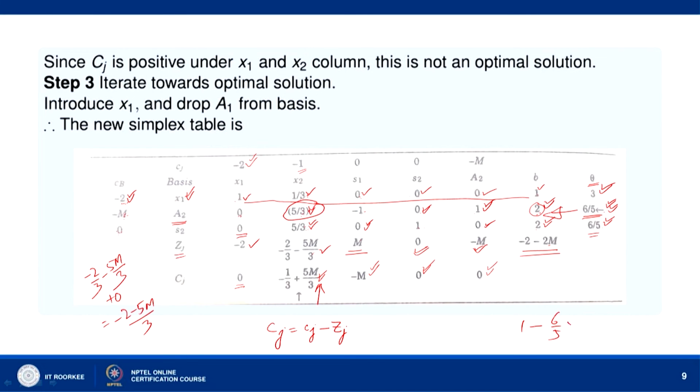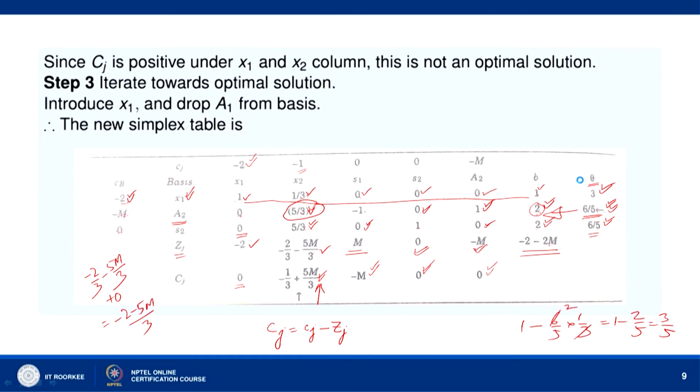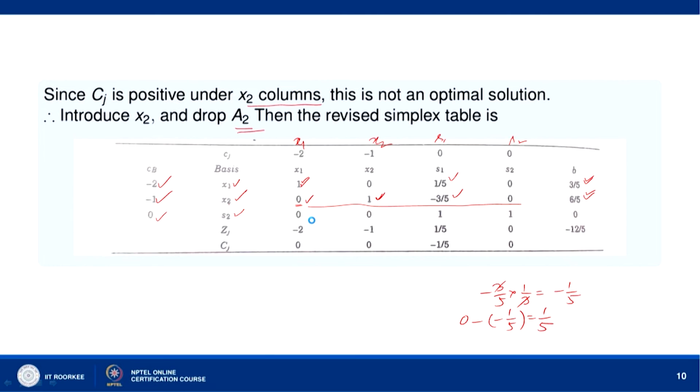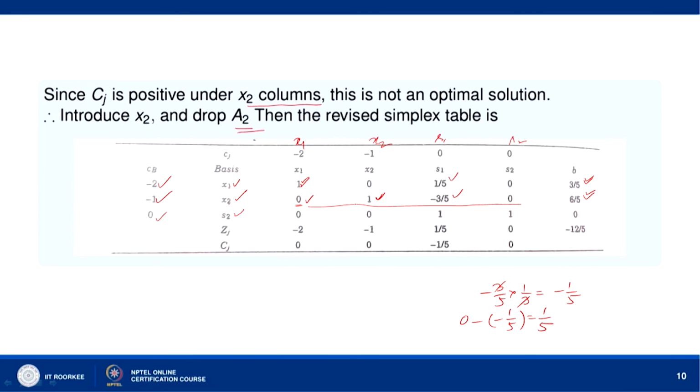6 by 5 into 1 by 3. So, we get 1 minus 2 by 5, which gives us 3 by 5. Okay. So, this is 3 by 5. Now, what we have to do is make this entry 0. So, we have to multiply this row by 5 by 3 and subtract from the third row. Okay. So, let us see what we will get.